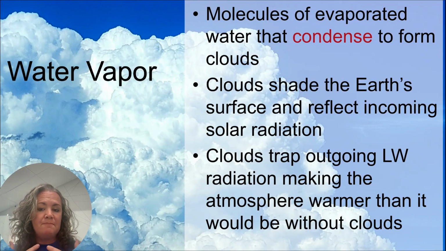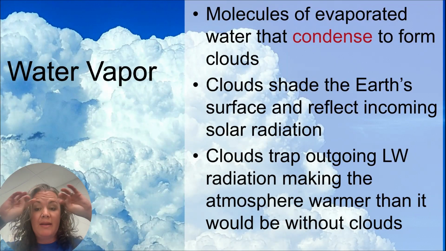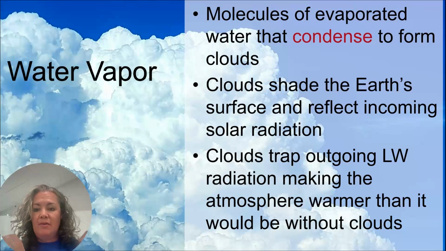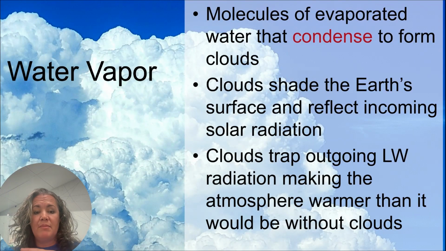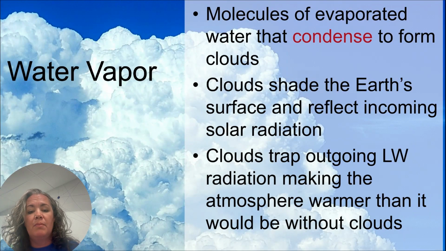So there's an interaction with materials that are blowing up into the atmosphere. Typically it's going to be silt or sand or clay, particles of rock that have been eroded and are now carried in the wind. And so the water will condense around those things, and clouds shade the Earth's surface and reflect incoming solar radiation. Clouds trap outgoing long wave radiation, making the atmosphere warmer. So there's a balance between those two, and we obviously explained that with the positive and negative feedback loops.